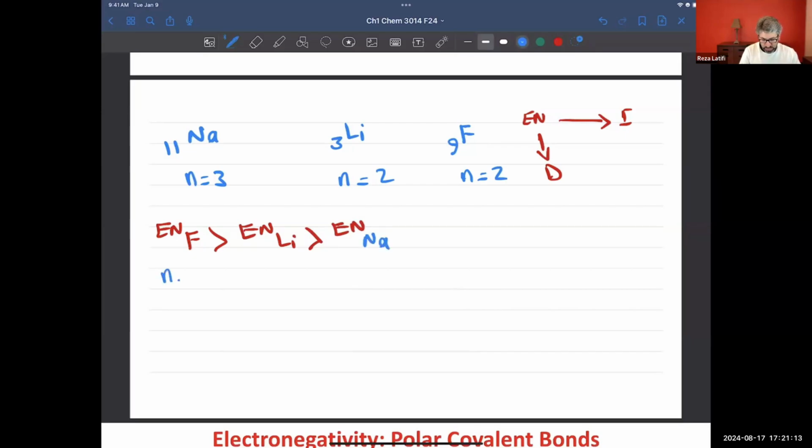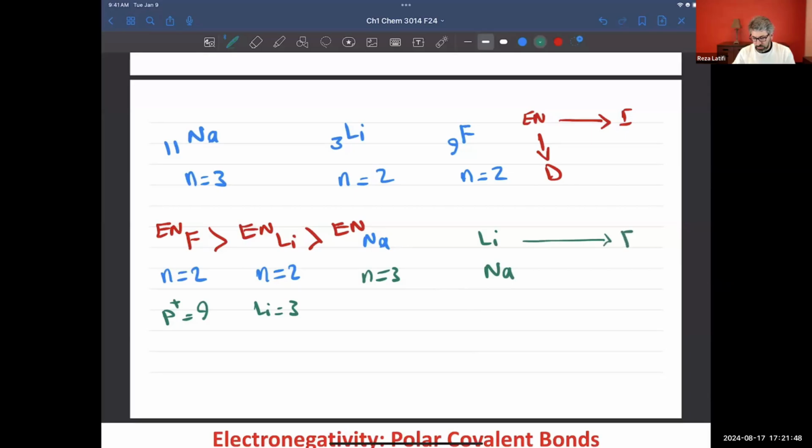Again, this one is N2, and that one is N2. Why lithium? Because the fluorine has 9 protons, while lithium has 3 of them. How about sodium? Sodium belongs to the third layer. As you go down in one group, electronegativity decreases. Because N is third, sodium is going to be the lowest one. So remember, we have lithium, sodium, and then fluorine.